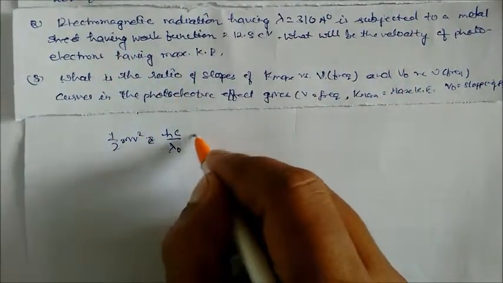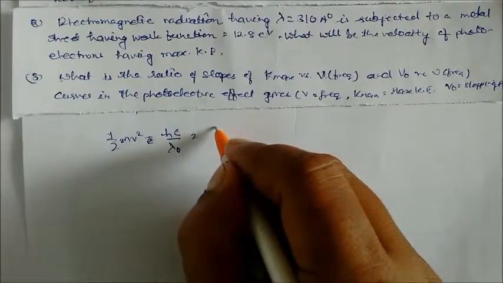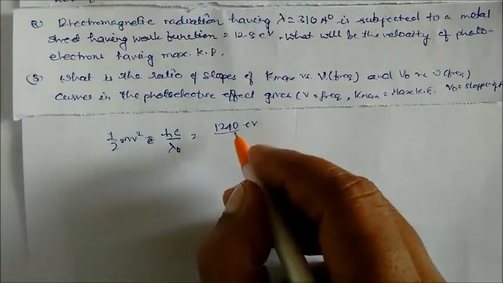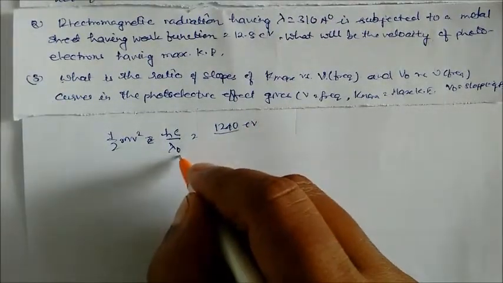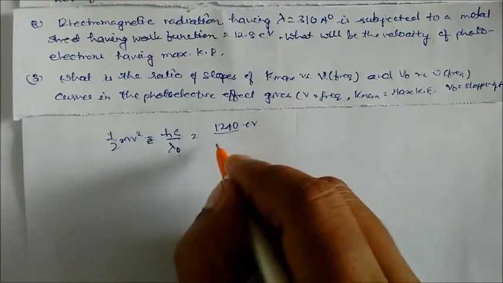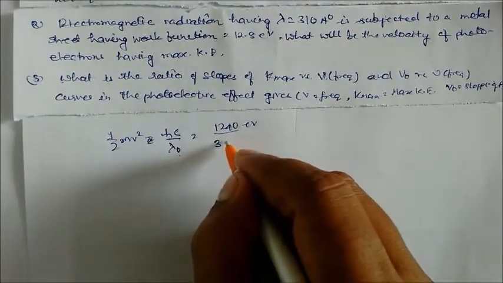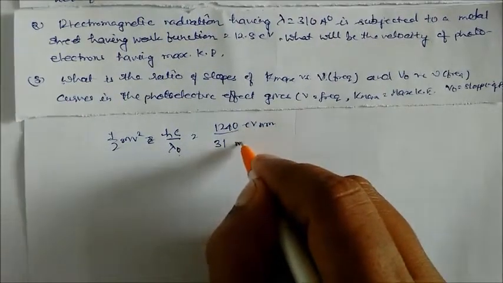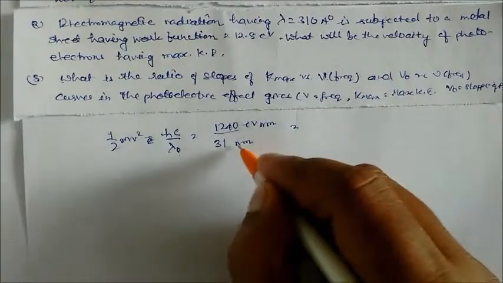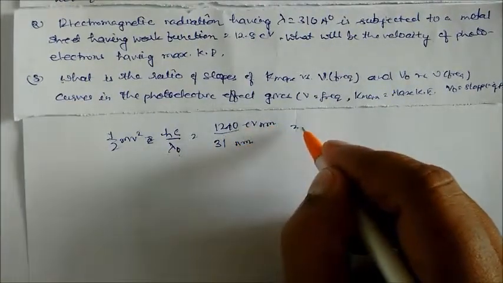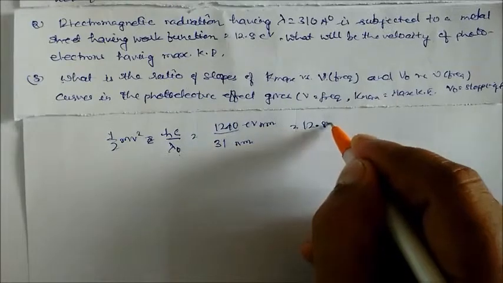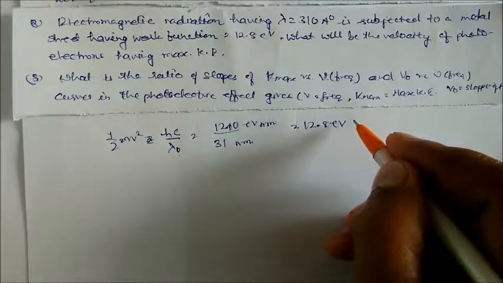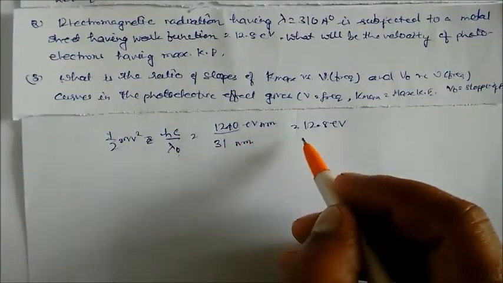This is the work function. Again, hc is given here in terms of electron volt; the formula will be 1240 electron volt nanometer, and the wavelength is 310 nanometer. On solving, the nanometer will cancel, and on dividing you will get 12.8 electron volt. This will be 12.8 electron volt.